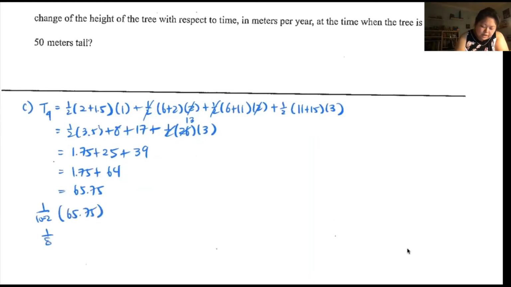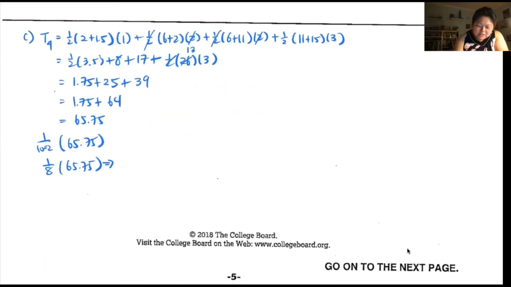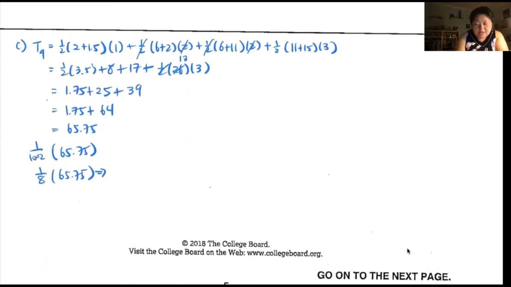So that's 1 over 8 times 65.75, right? So you can divide it through. I think I did. So 65.75. Yeah, you can't use a calculator, so you really got to do this by hand. Is there a quicker way?